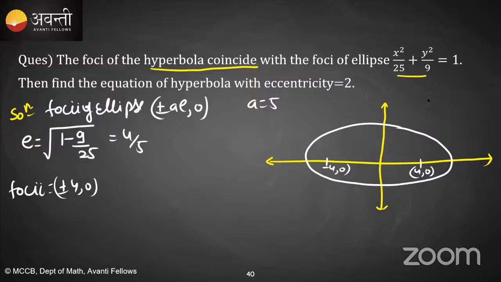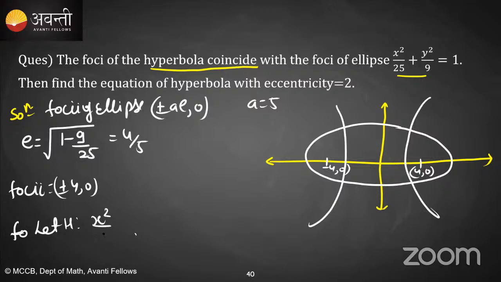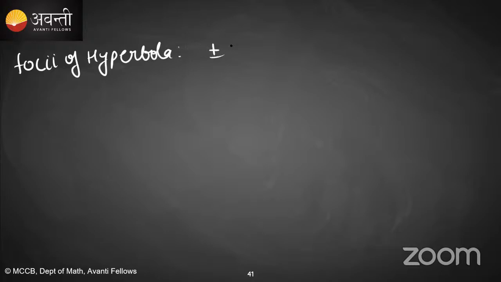So maybe the hyperbola is something like this, which also has the same focus 4, 0 and minus 4, 0. So you have to find the equation of that hyperbola. Is the question clear? Now, let the hyperbola be x square upon a square minus y square upon b square equal to 1. Tell me, what are the foci of the hyperbola? Plus minus a, 0 only.